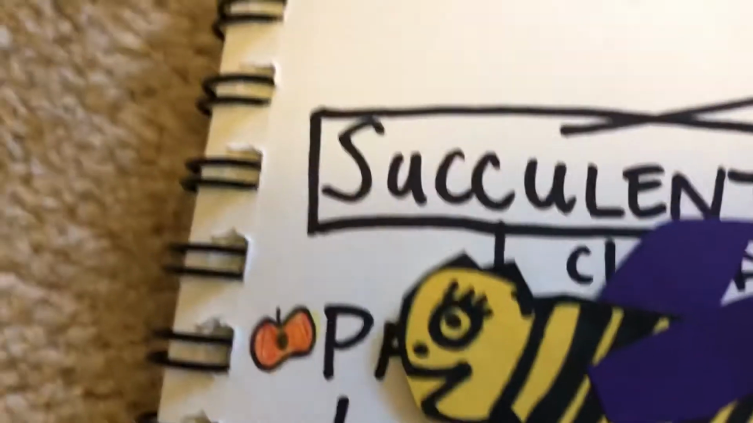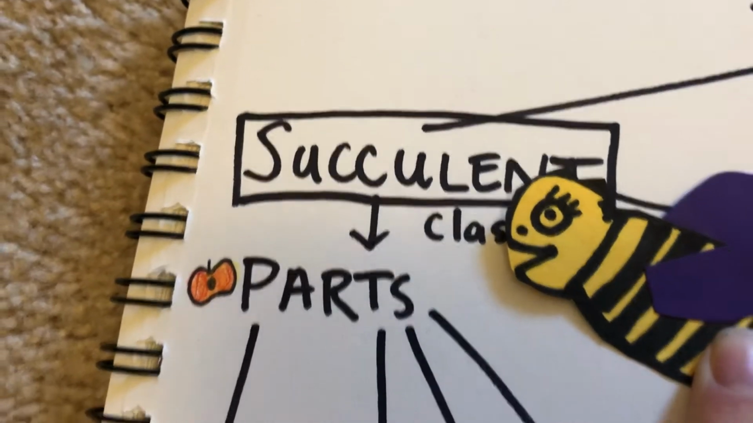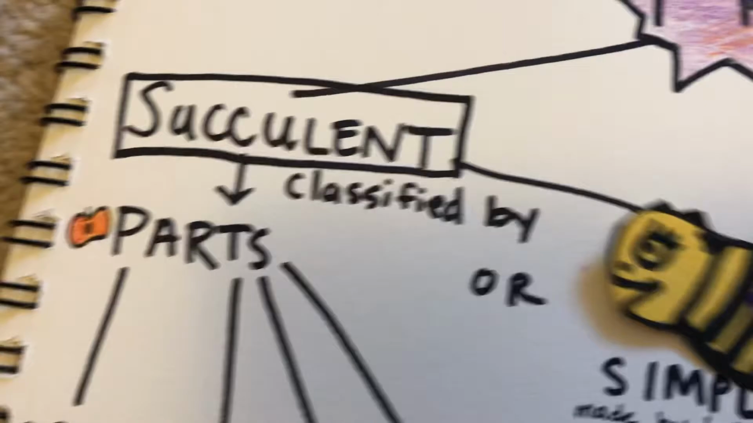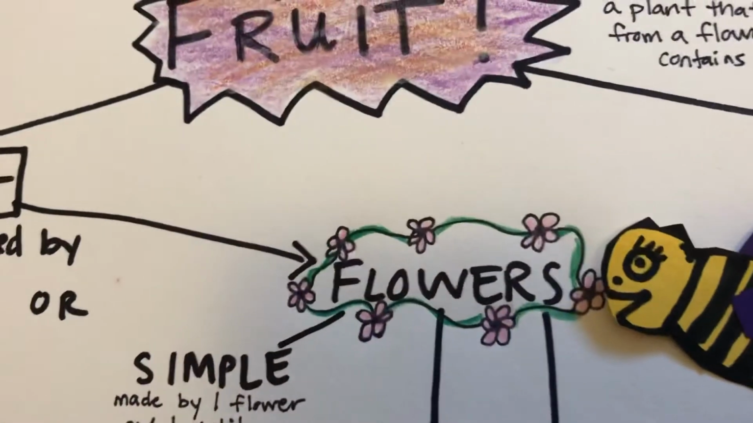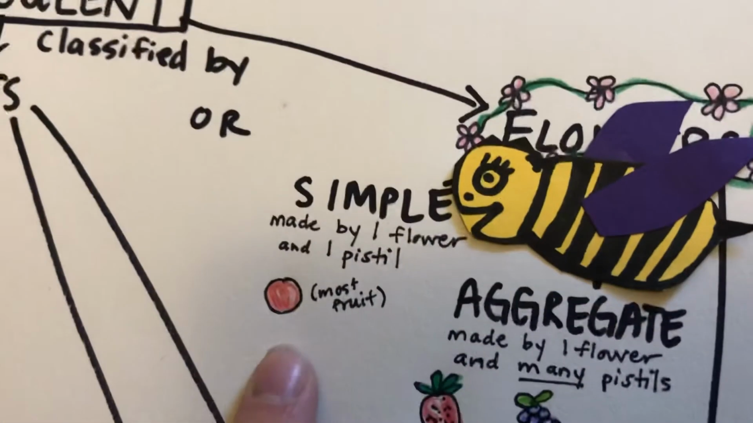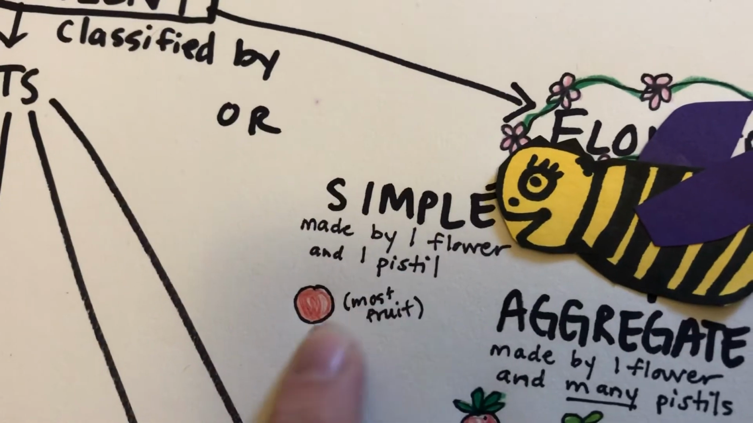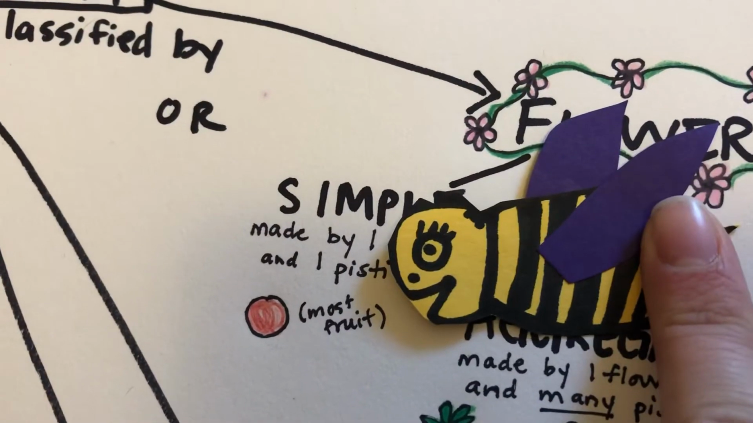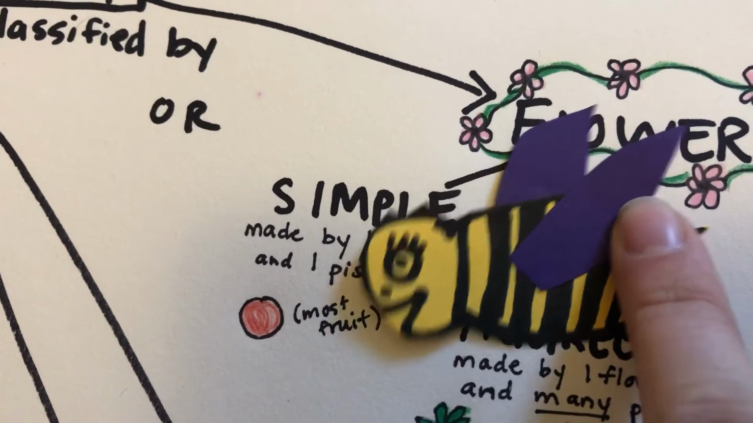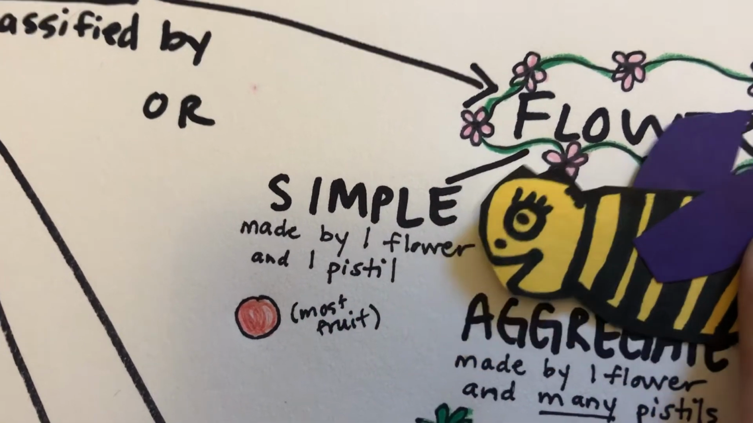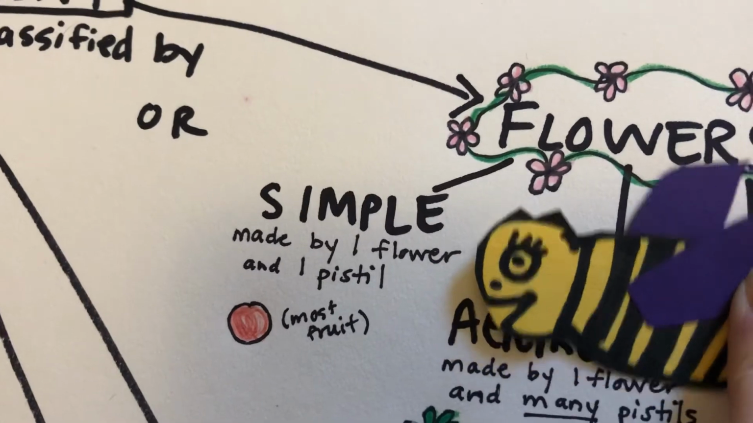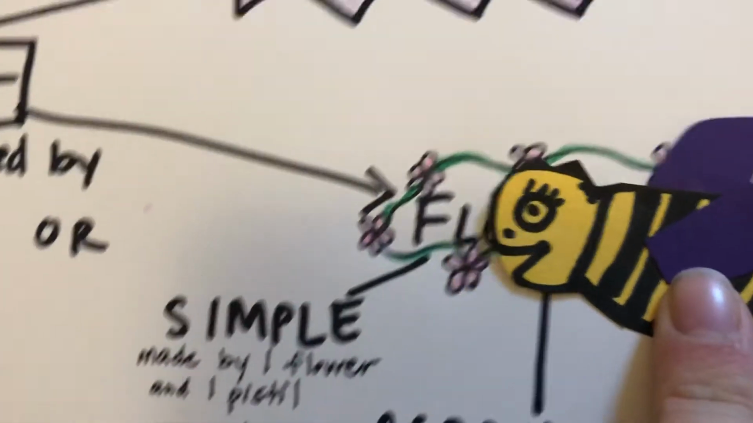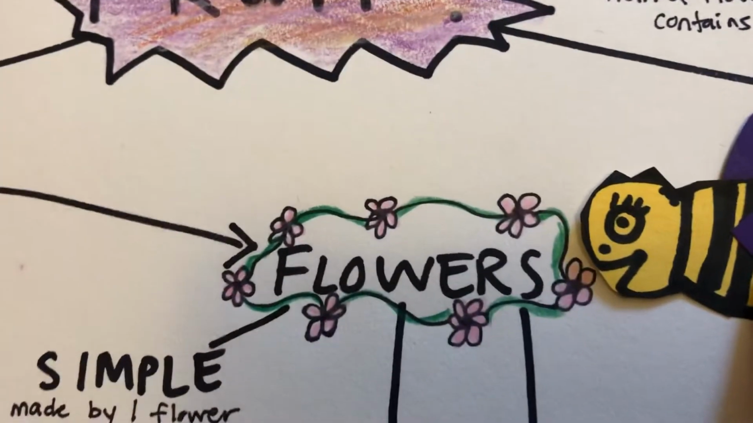Now, another way we can classify our succulent or juicy fruits is by their flowers. So most fruits are made by one flower and one pistil, like tomatoes. Wait, tomatoes are a fruit? Yes, they are a fruit. Even bell peppers are fruits. All peppers are fruits. What? I always called those vegetables. Learn something new every day.